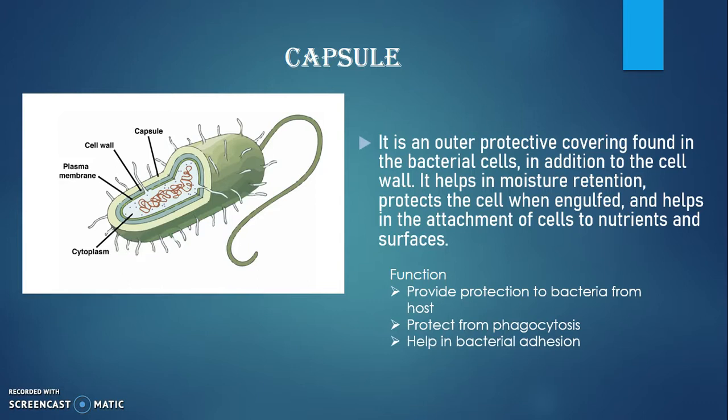Another part is the cell wall. The cell wall is the outermost layer of the cell, which gives shape to the cell. Another is the cytoplasm. The cytoplasm is mainly composed of enzymes, cell organelles, and its gel-like component.